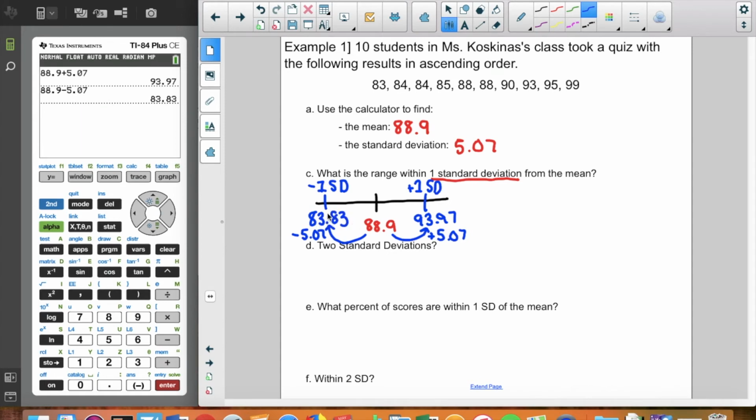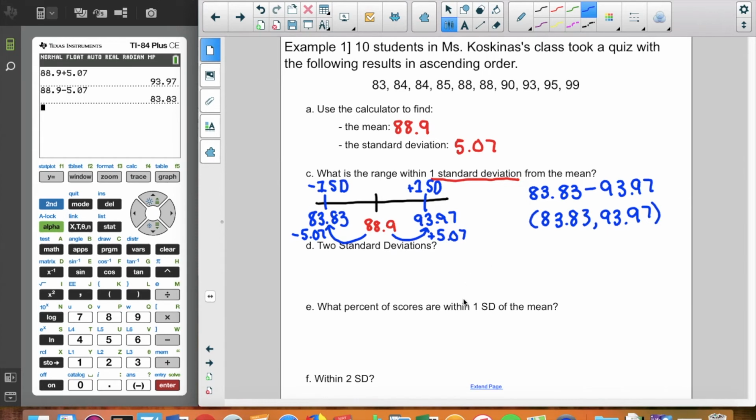Now, our range is from this number to this number. We can write it a couple ways. So you can write it like this. 83.83 to 93.97. But more popularly, it's written like this. 83.83, comma, 93.97. Okay, but either one of those answers are correct.